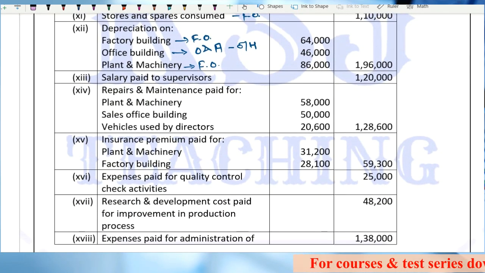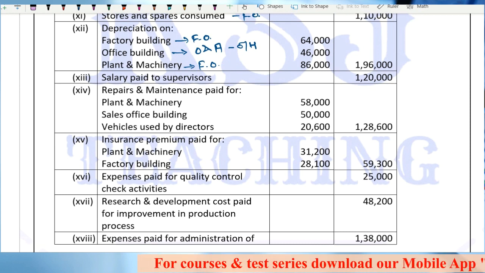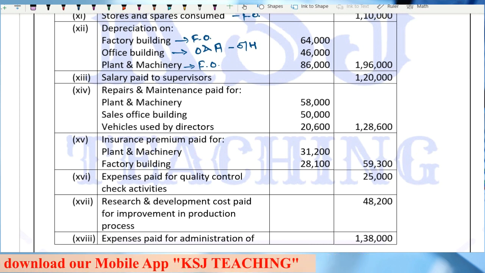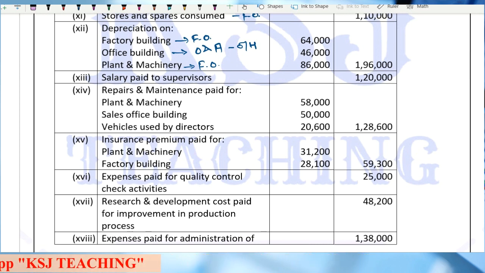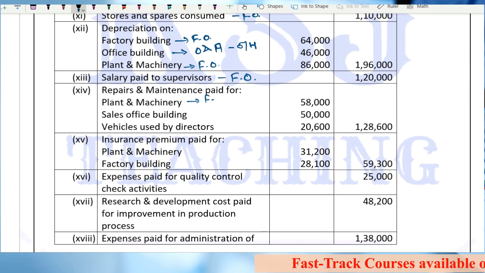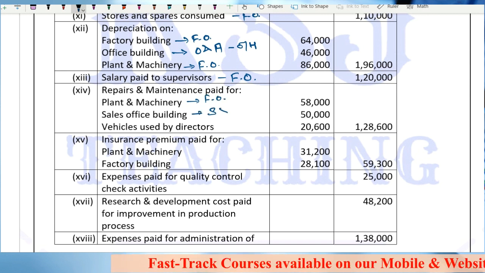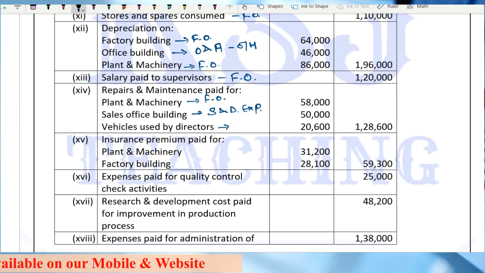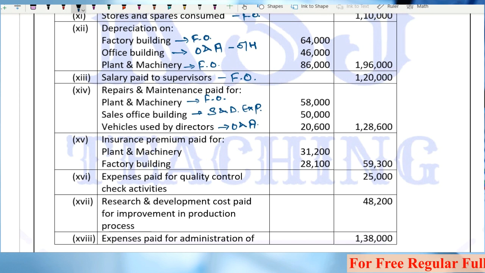Salary paid to supervisor. Supervisor means that he is working in that production area, isn't it? If you are paying it to the supervisor, supervisor means who is supervising the production. So this will be taken as factory overheads. Repairs and maintenance paid for plant and machinery, factory overhead. Sales office building, selling and distribution expenses. Vehicle used by directors, that will be office and administration overheads, right?